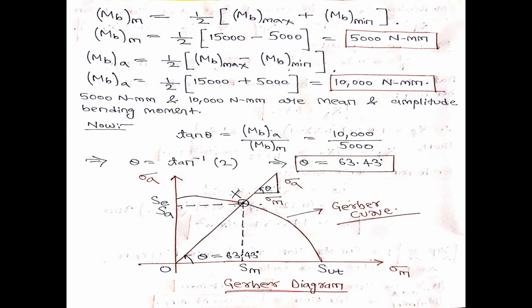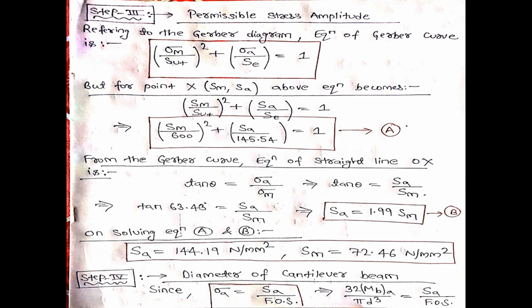Fine. So we got the value of SA, which is 144.19 Newton per millimeter square. We got the value of SM, which is 72.46 Newton per millimeter square. From these two values, we will take SA into account to calculate the diameter of the beam. Why? Because your cantilever beam is failing by fatigue subjected to fluctuating stress.